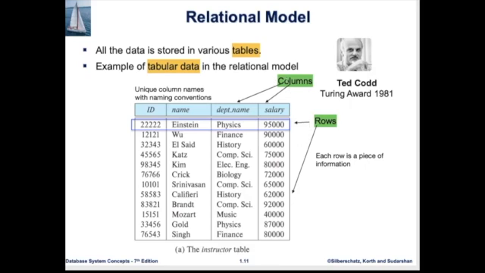So yung columns dito are the ID, name, department name, and salary. And the column names should be unique with some naming conventions na dapat i-follow. And then the rows naman is the number of parang information. So each row represents a piece of information.